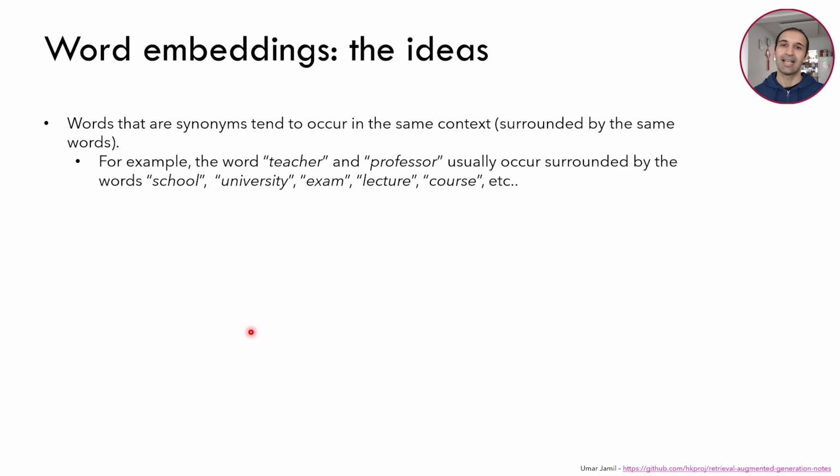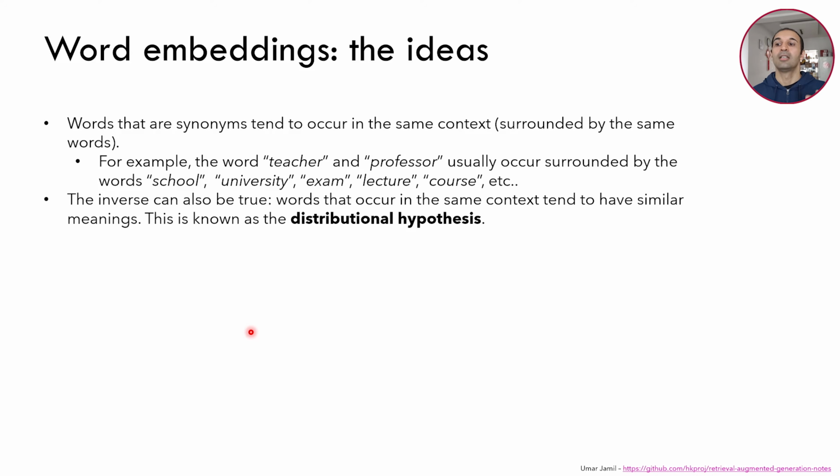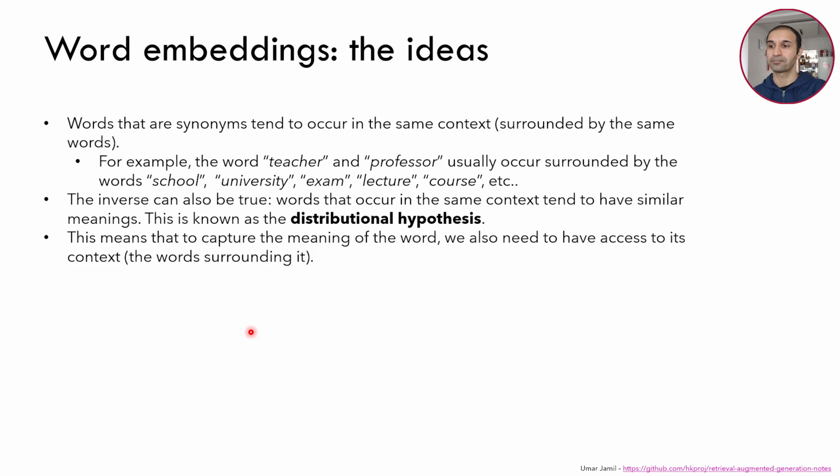Now, how did we come up with the idea of representing words as embeddings? The first idea is that words that are synonyms tend to occur in the same context, so surrounded by the same words. For example, the words teacher and professor usually occur near the words school, university, exam, lecture, course, etc. And vice versa. We can also say that words that occur in the same context tend to have similar meaning. This is known as the distributional hypothesis.